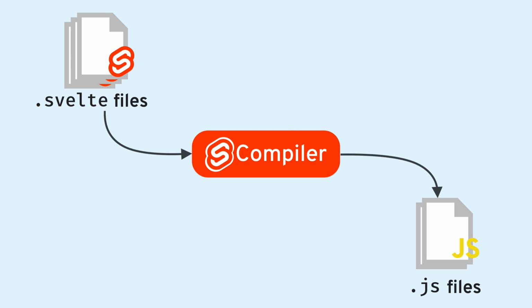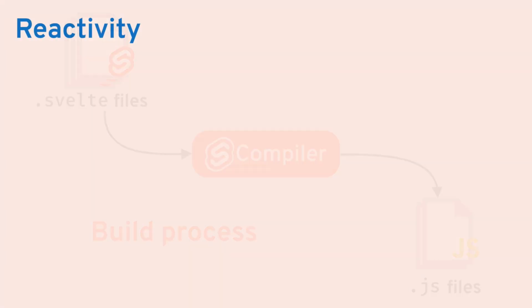But this also means that our app must go through a build process, because otherwise browsers won't be able to understand the code we have written. Reactivity is what's great about Svelte.